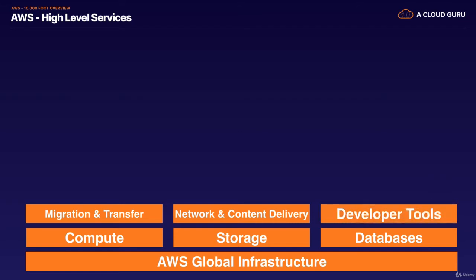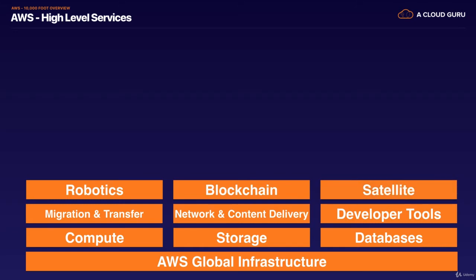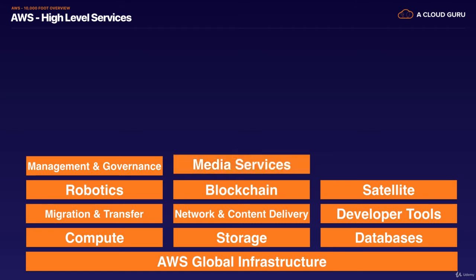Developer tools is not really relevant for the Certified Solutions Architect Associate exam. It is covered, as you might guess, in the Developer Associate exam. Robotics, blockchain, and satellite are all new high-level services that were released at re:Invent 2018. Not covered in the course. I really hope there's a robotics specialty at some point. That would be super cool. But it is a very, very new high-level service, not relevant for the exam. Management and governance we will cover. Media services we won't. Machine learning, so this is all the AI, things like SageMaker, for example.